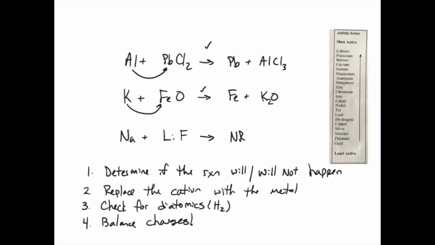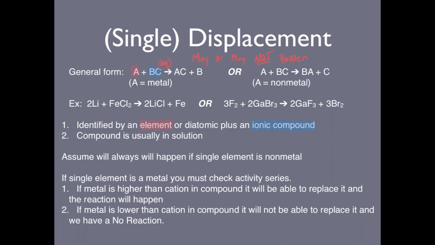So in summary, it's important first to determine if the reaction even will happen or not, and that's the thing you do very first step. If you decided it does happen, replace the cation with the metal, and then check for diatomics and balanced charges. Now you have some experience taking a look at when A metal replaces B, a cation, in the two products that are formed, keeping in mind that sometimes this reaction might not happen. And I've mentioned the situations down here. If the metal is higher than the cation, then the reaction will happen, whereas if the metal is lower than the cation on the activity series, then the reaction will not happen.